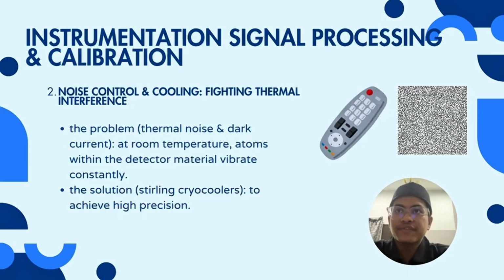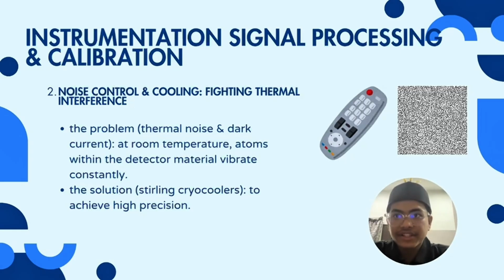To solve this and achieve high precision, we have to cool the sensor down to cryogenic temperatures, often as low as negative 196 Celsius. To do this without carrying around liquid nitrogen, advanced IR instruments integrate a mechanical cooling system called a Stirling cryocooler. The cryocooler uses a closed-cycle piston to compress and expand helium gas, moving heat away from the sensor. By physically freezing the detectors, we silence those atomic vibrations, virtually eliminate dark current, and get an ultra-crisp, accurate thermal reading.